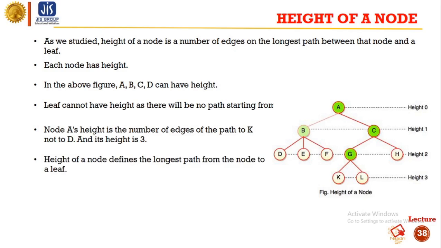The height of a node basically defines the longest path from the node to a leaf. So height is nothing but the number of edges from that node to the leaf node. The path can only be downward, which means we cannot go upward. From C we go downward to reach the leaf nodes, that means in the downward direction.